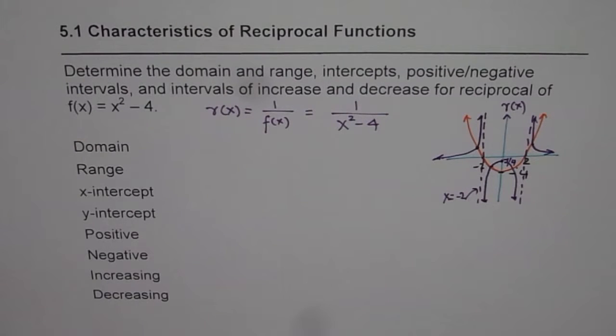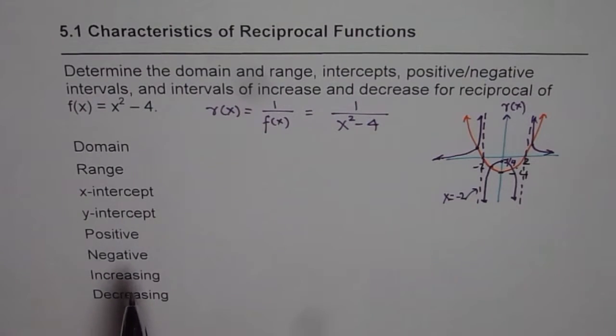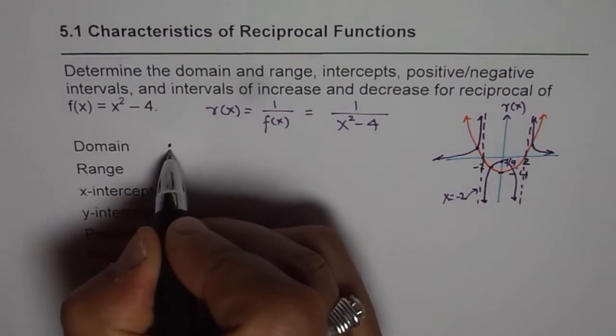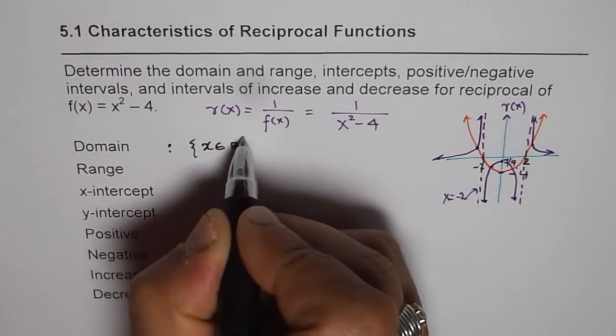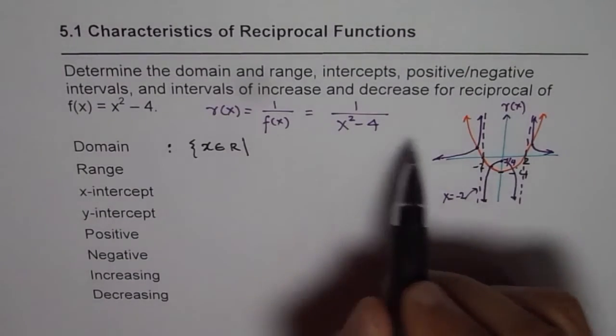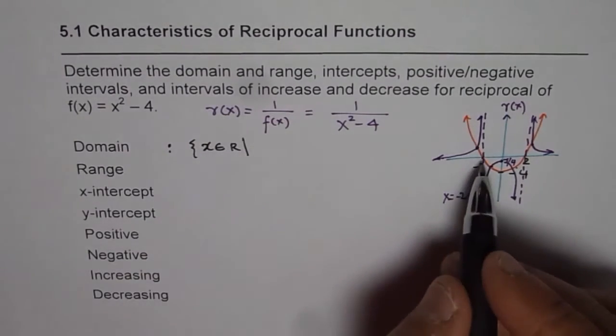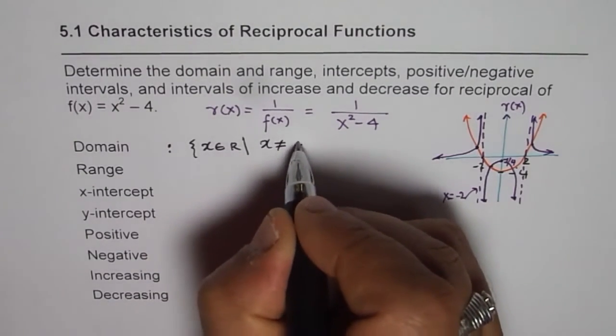Let us write down all the characteristics one by one for the reciprocal function, right? First part is the domain. So the domain for the reciprocal function is x belongs to real numbers. But these 2 points, which correspond to x-intercepts for the function, are vertical asymptotes here. So x is not equal to plus minus 2.